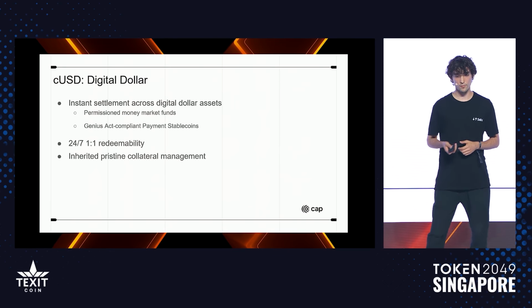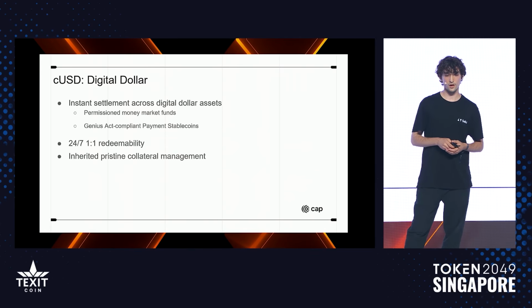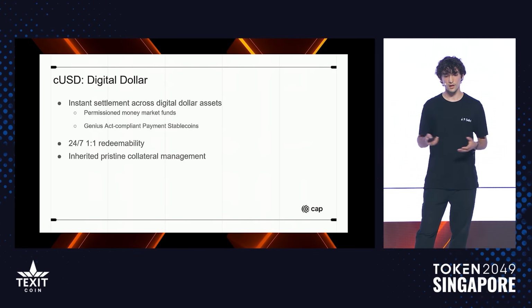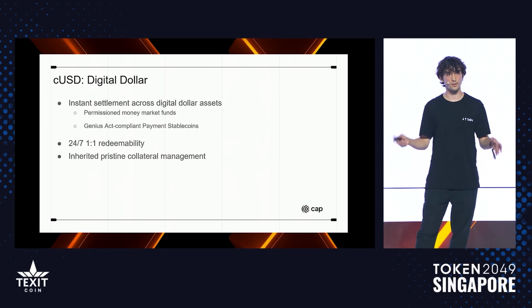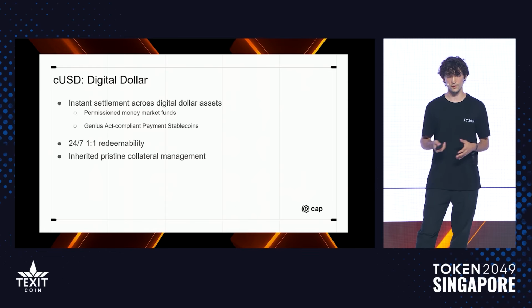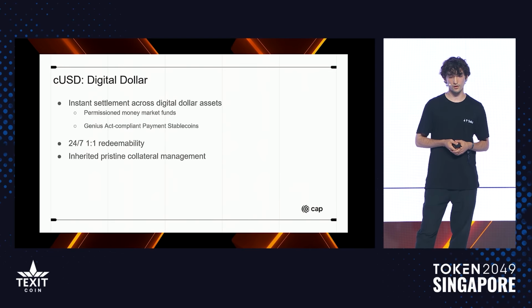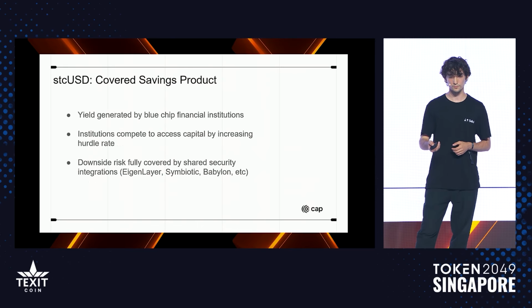A couple of the properties of our dollar. One is that it's instantly redeemable. It is completely made on the blockchain, so there's no trust assumptions on the team. And we inherit the collateral management of these underlying collaterals, such as Benji and Biddled.